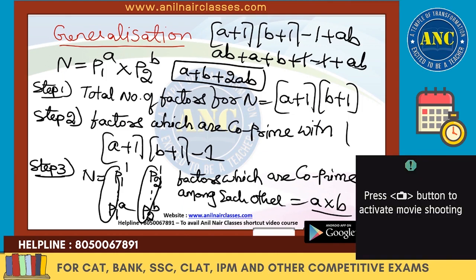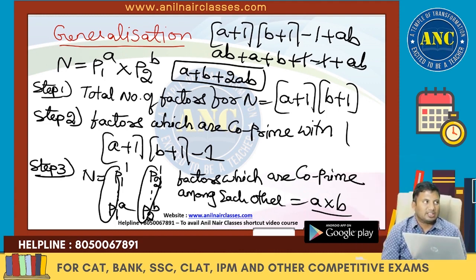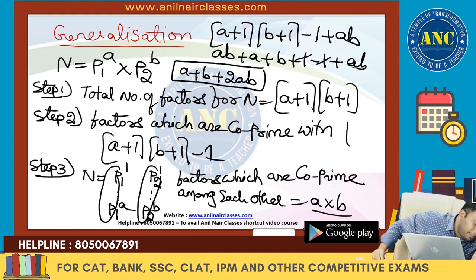I hope the logic is clear. Why it should be A plus B plus 2AB. I hope the logic is clear to you. Kindly ask me in case you have a doubt in any of the logics. (A plus 1) into (B plus 1) minus 1, right, plus AB.